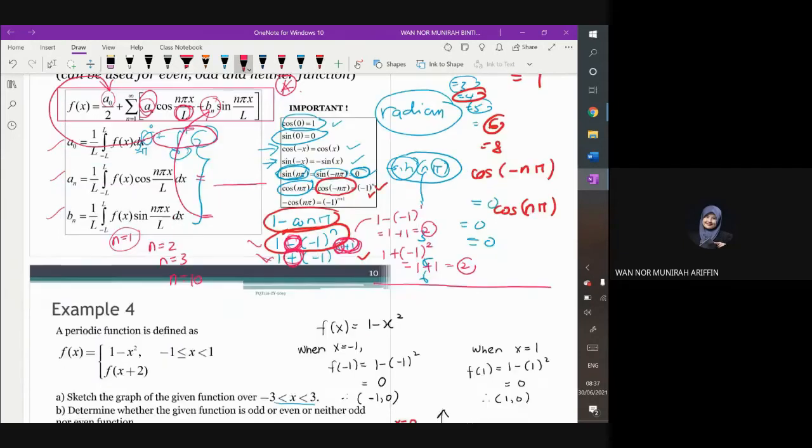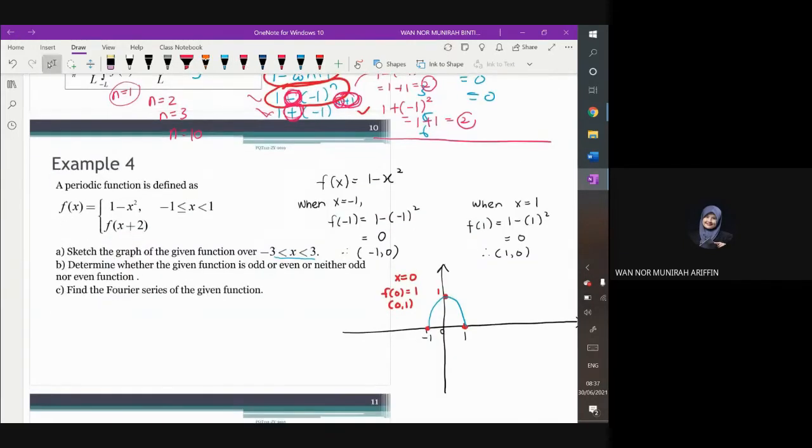Alright, so we go to the example. Okay, so first of all, it says a periodic function is defined as f(x) equals 1 minus x squared, within the range of negative 1 to 1. So this is x from negative L to L, class. Okay, so what is your L? If negative L equals negative 1, then L equals 1.